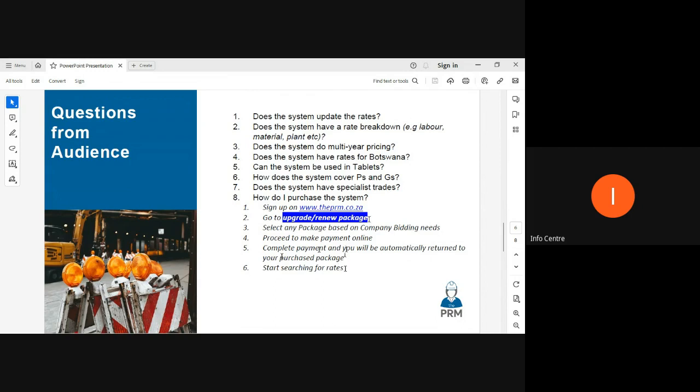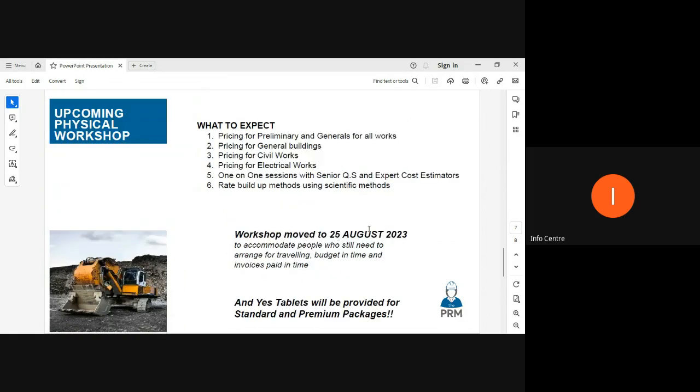So I know that I didn't show the RFQ because we don't have time, but as part of our onboarding, you'll be trained in all different methods. So you don't have anything to worry about. So those are the frequently asked questions. That said, let's go to the upcoming workshop.